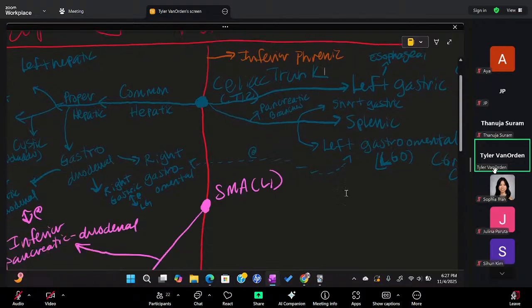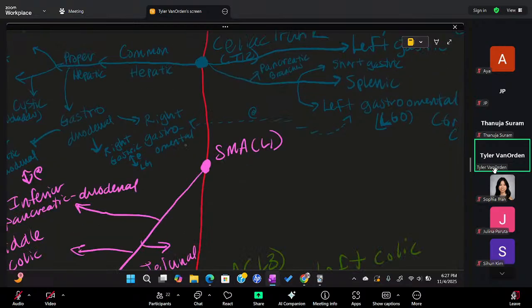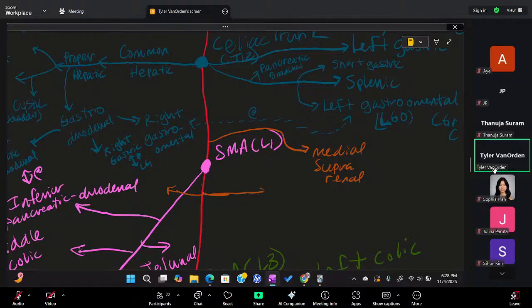Just before the SMA comes off, we have a guy above it, and I'm going to kind of draw it like this just so it doesn't get in the way of our SMA here. But that is called the medial suprarenal. So this is going to the adrenal glands, supra meaning above the kidney. Again, all of these are so nicely named. And then right below the SMA, on both sides, we have our renal arteries. So this is renal artery.